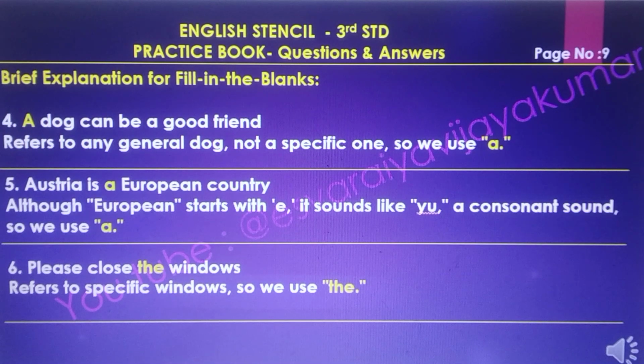Question number 4. A dog can be a good friend. This refers to any general dog, not a specific one, so we use a. Austria is a European country. Although European starts with e, it sounds like yu, a consonant sound, so we use a. Please close the windows. This refers to specific windows, so we use the.